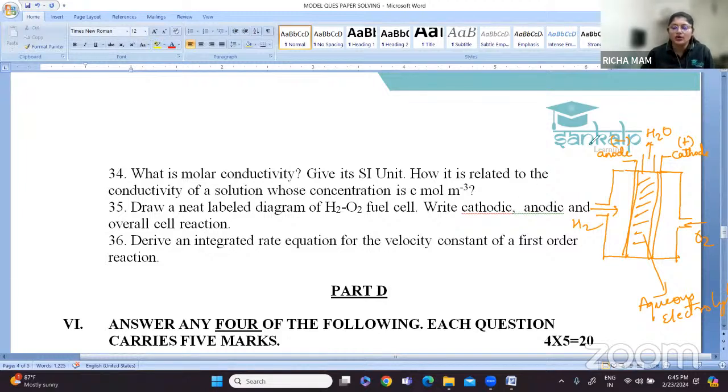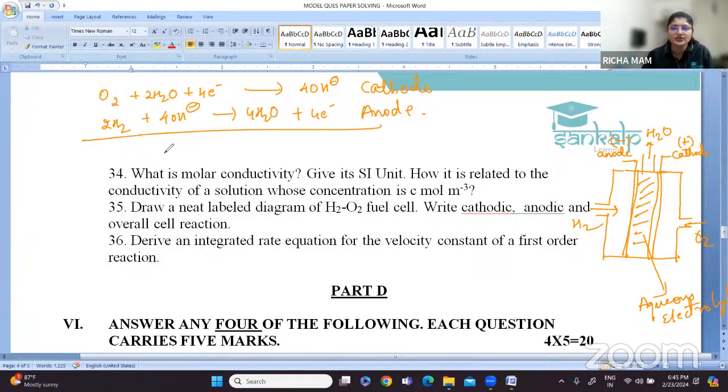Now the cathodic and anodic reactions. The cathodic reaction is O2 plus 2H2O plus 4 electrons giving 4 OH minus. And the anodic reaction is 2H2 plus 4 OH minus giving 4H2O plus 4 electrons. And what will be the overall reaction? The overall reaction is 2H2 gas plus O2 gas giving 2H2O liquid. So these are the things you have to mention.